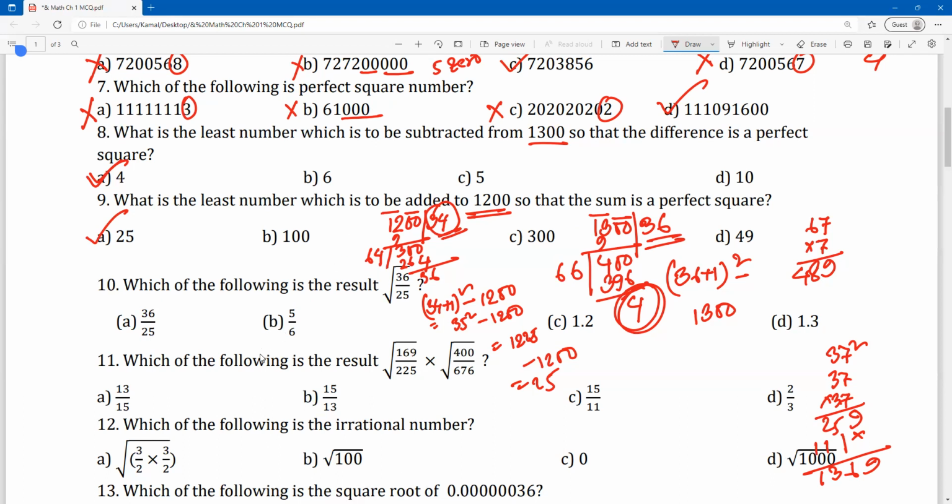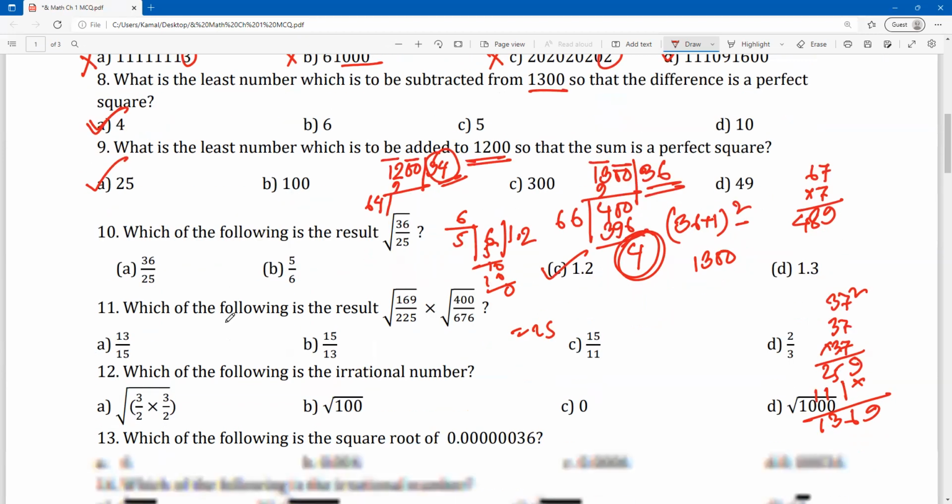Okay, now let's see the next question. Here, next question, square root of this one. Which of the following is the result of this one? It's a very easy and simple question. So here 36 square root will be 6, 5 square root is 5. So now divide 6 by 5. This is 1 times 5, then carry 1, decimal 0, then 2, 10. So this is 1.2. Answer C.